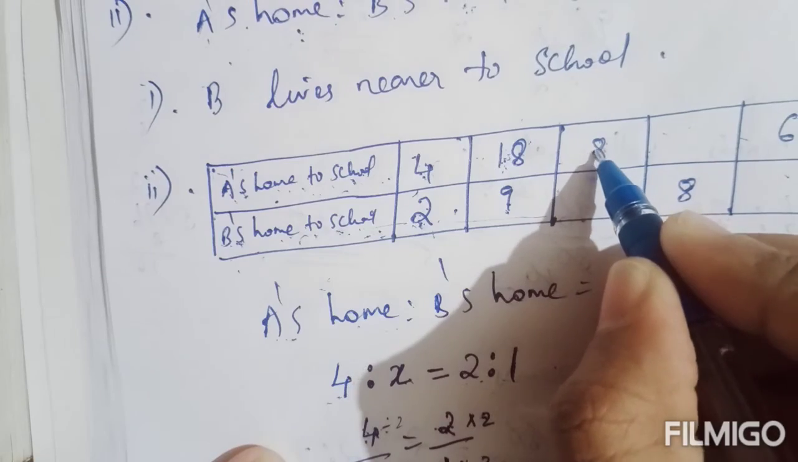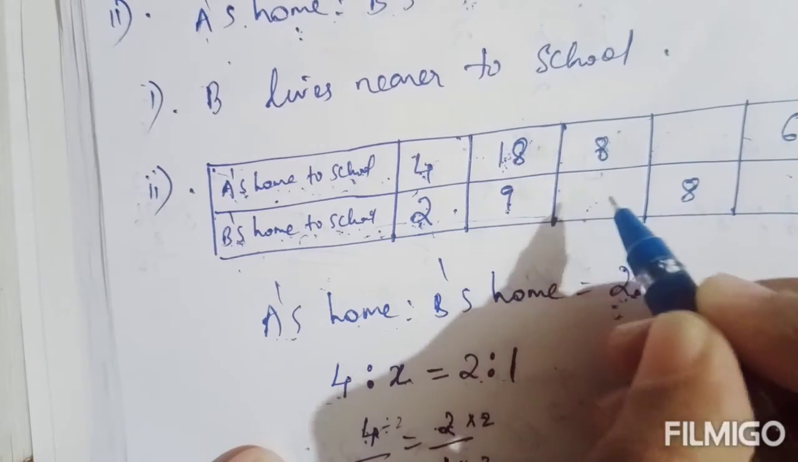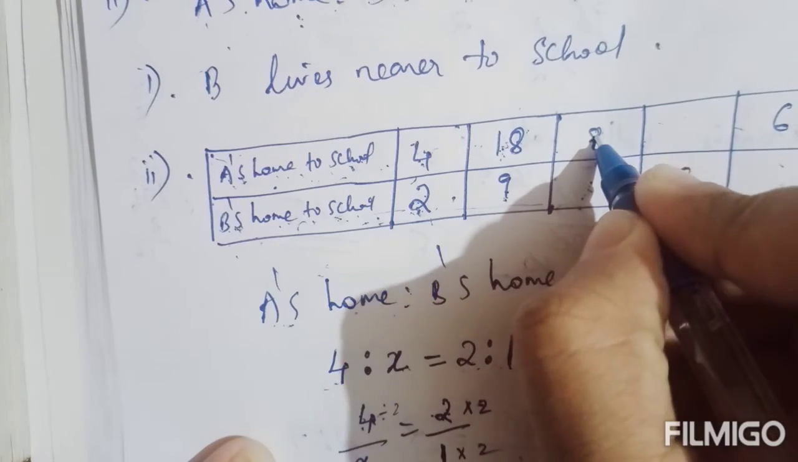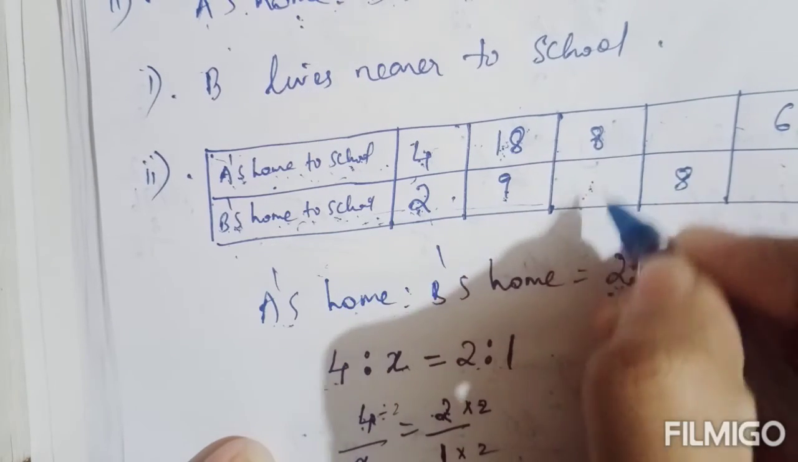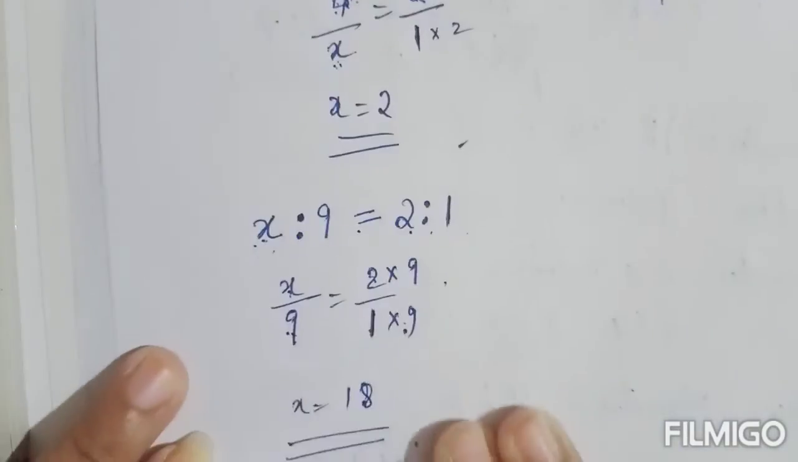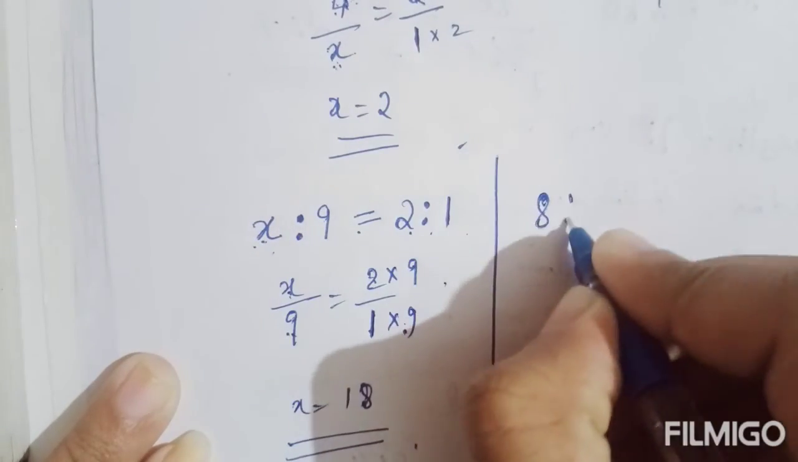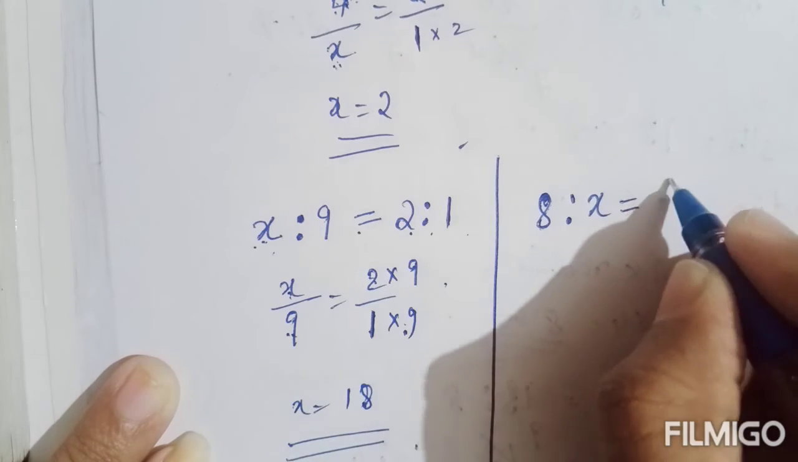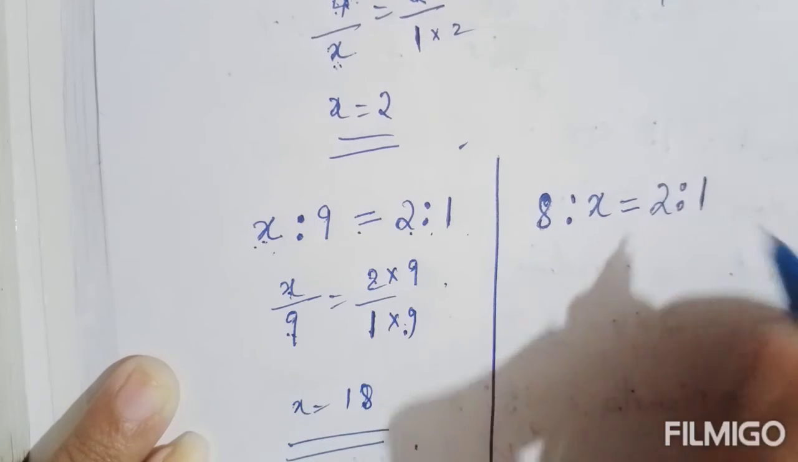Now A's home to school is 8 km. So what will be B's home to school? Again we can take this as x. So 8 is to x. Their ratio we are finding. 8 is to x equal to the ratio. It is given in the question, 2 is to 1.